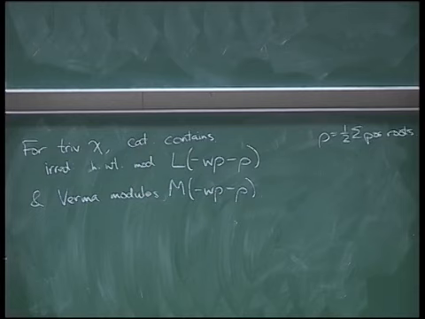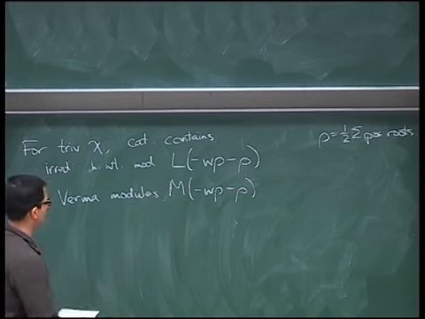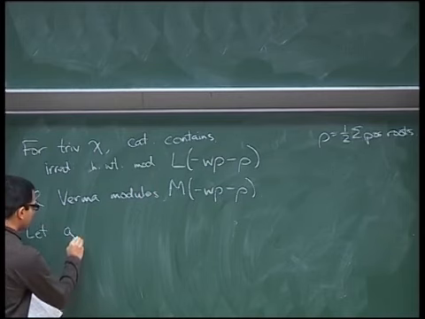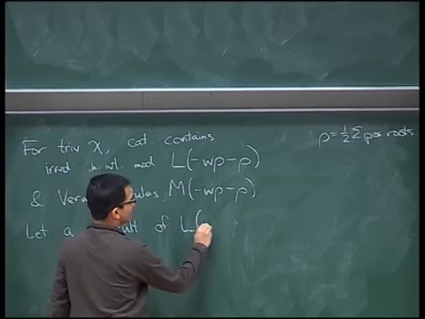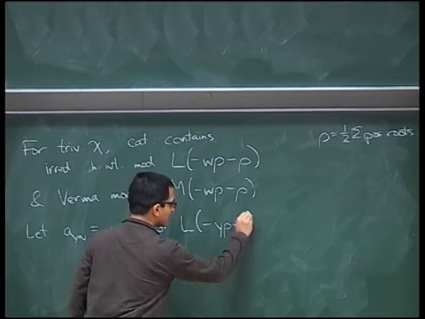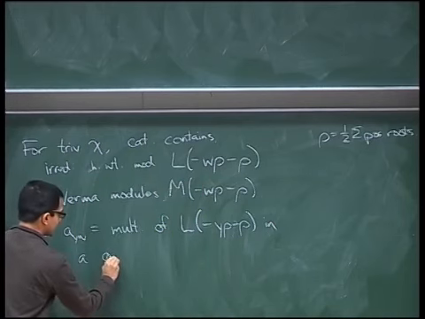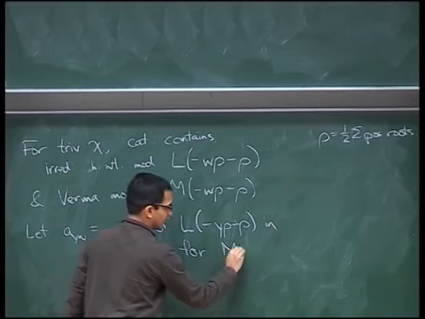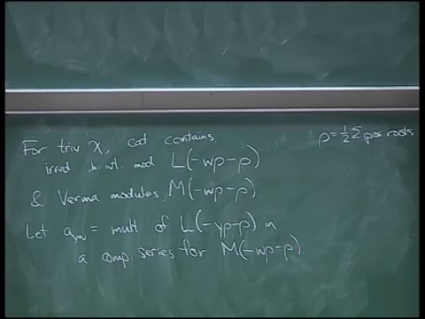And then you can take a Verma module and write a composition series for it in terms of irreducibles. So let a_{y,w} be the multiplicity of L of minus y rho minus rho in a composition series for M of minus w rho minus rho. Let me make sure I'm getting this right. Okay.